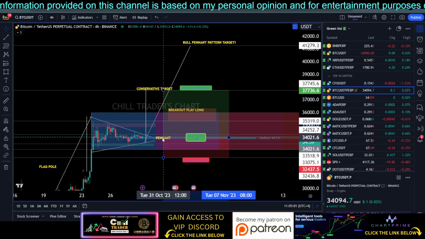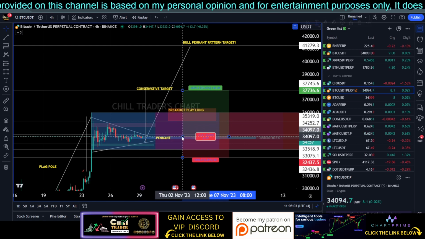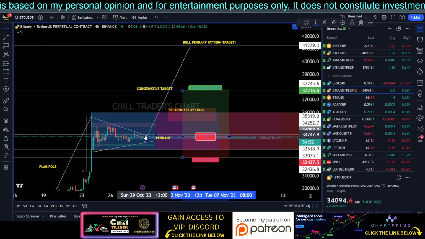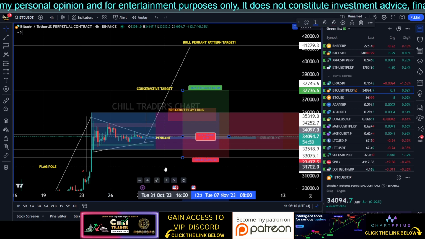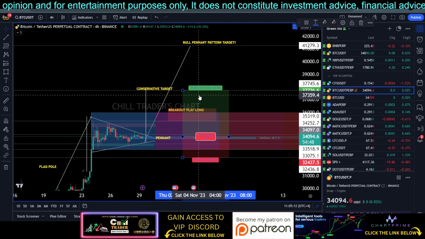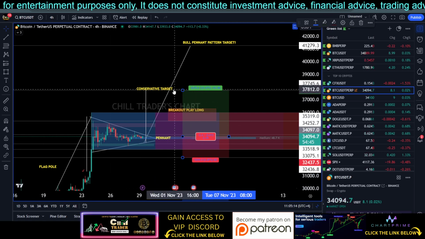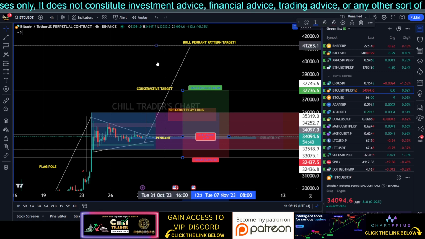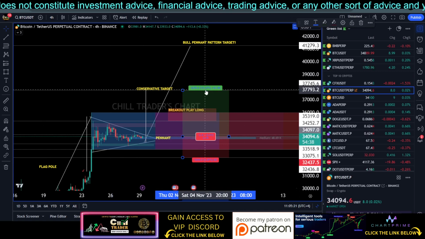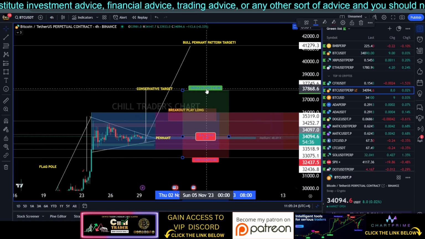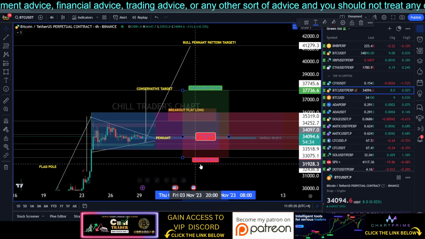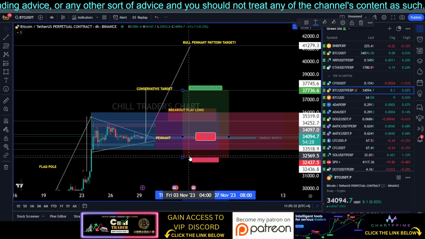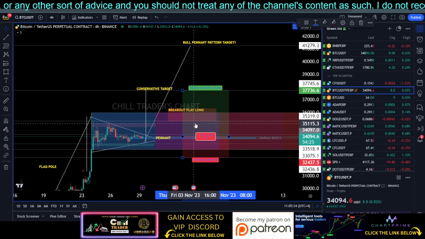But if you're going to long right now, there is also the risk that this could get rejected here and break out to the downside. That's one risk. But the risk to reward ratio to the conservative target, once the price breaks this wedge to the upside, will be higher, around 10.67% versus the 5% risk here. So these are the things you need to consider while trading this bull pennant.